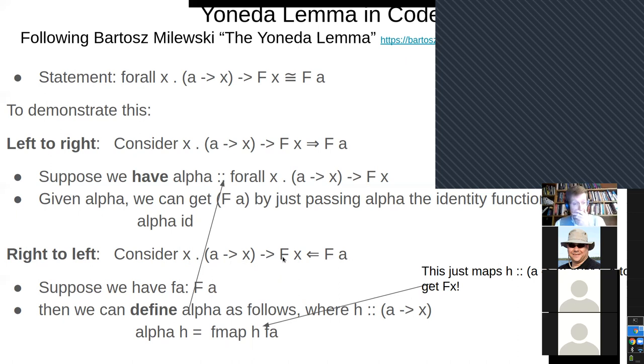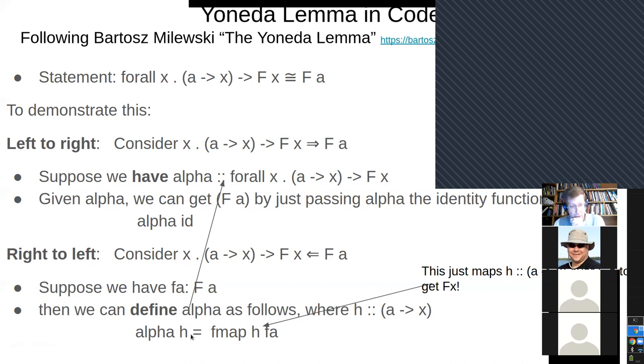Well, okay, so I have this F of A. So this function, alpha, operates on a first argument that's a function. Let's call it H. And what's the type of H? Well, it's given to us. That much is handed to us. It's A to X, where X has to remain polymorphic. A is some fixed thing, like integer or double or whatever, some fixed type. So H, the argument here, is going to be of this type. That much is fixed.